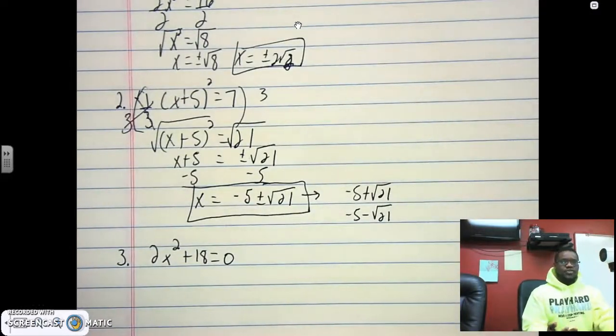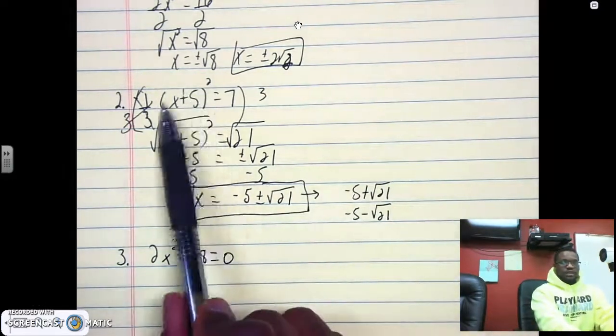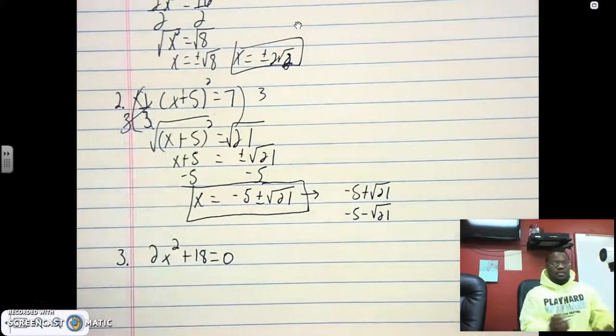So you solve for your x or your x squared. If it's written in parentheses, you solve for that, meaning move everything away from it algebraically, and then take the square root of both sides. All right, let's look at number 3.